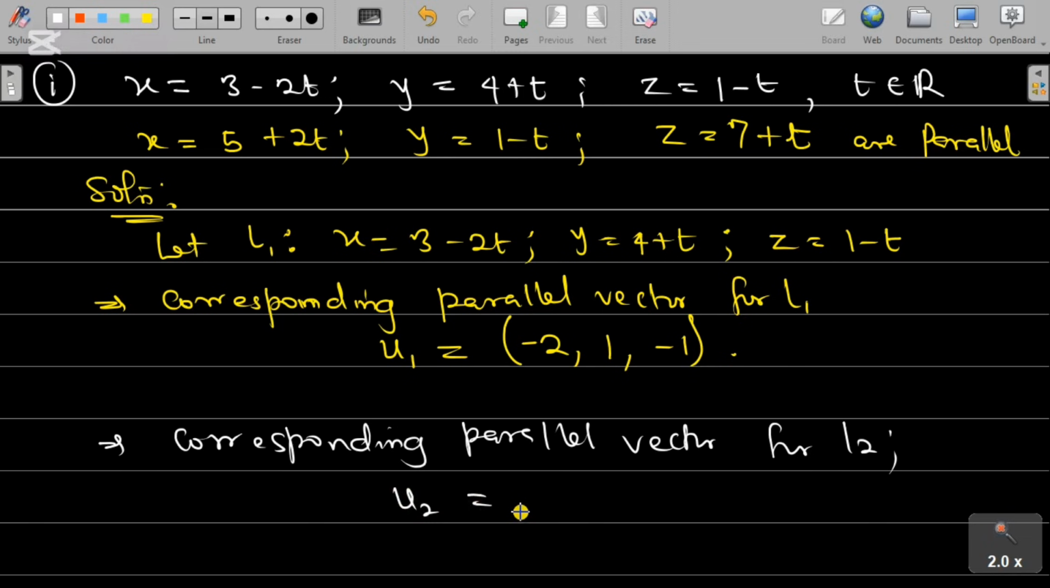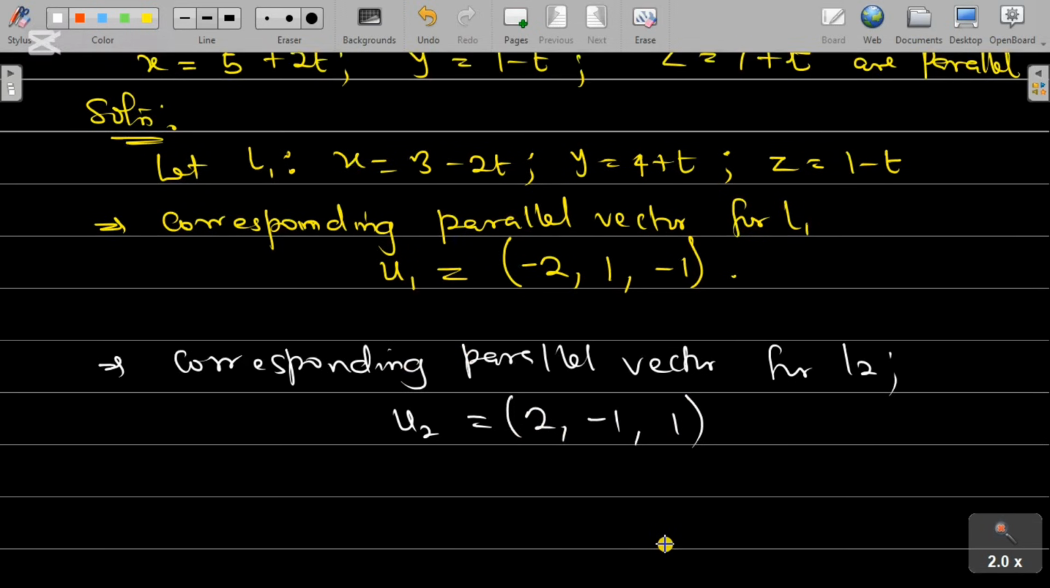Try to pick out the coefficients of t in the second line, and those coefficients are 2, -1, and +1. You can see from the vectors you're given that they are parallel, because the values are the same, only their signs are different. So they are just parallel, going in opposite directions.